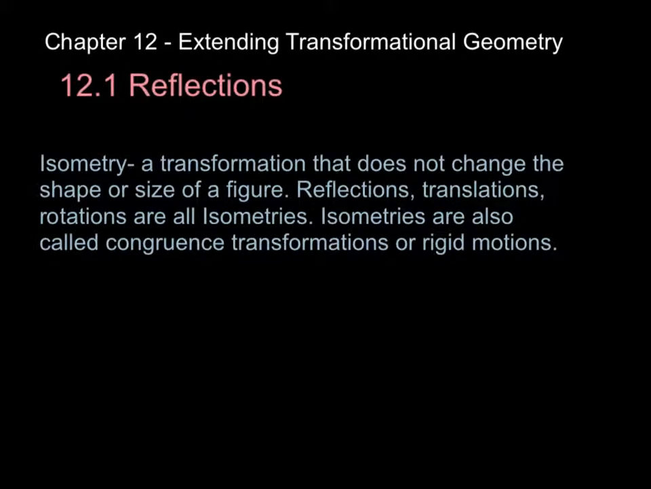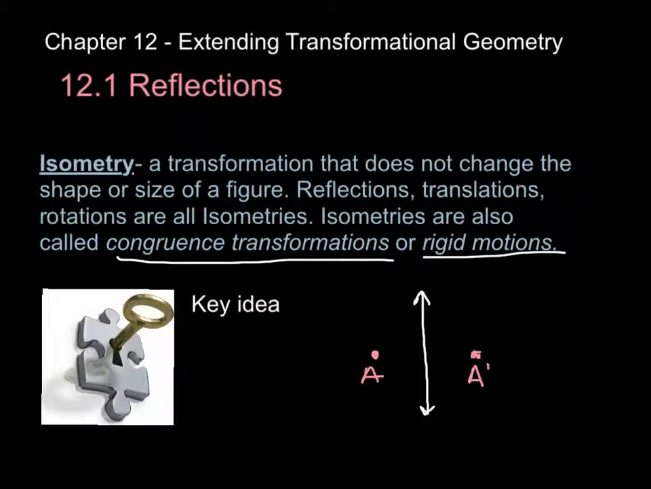Our first vocab word is isometry. An isometry is a transformation that does not change the shape or size of a figure. There are three transformations that do this. They are reflections, translations, and rotations. They are all isometries. Isometries are also called two words here: congruence transformations or rigid motions.